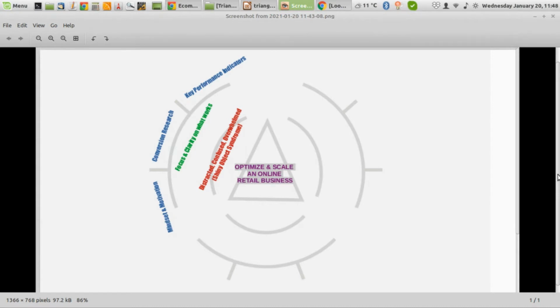Okay, in this graphic, you're going to see one part of my triangle model where you can basically get an overview of how I help my clients in optimizing and scaling their online retail business. So starting from the center, we have here what we want to achieve. That's the final goal.